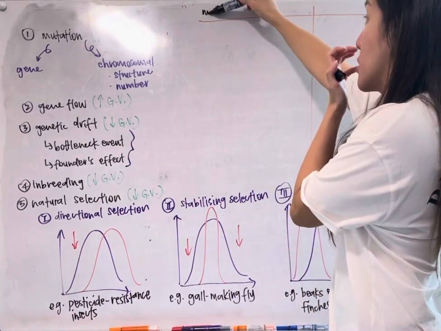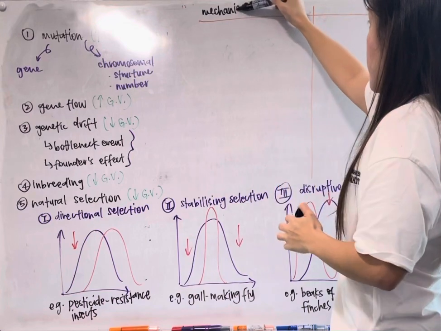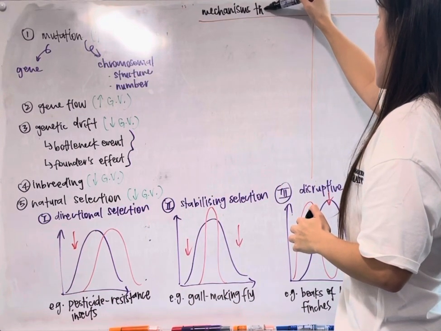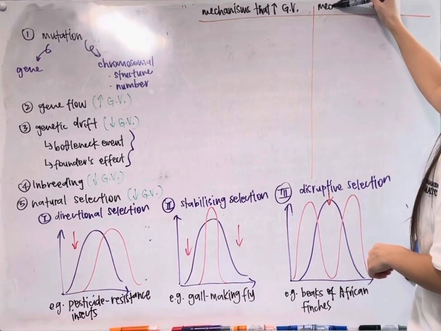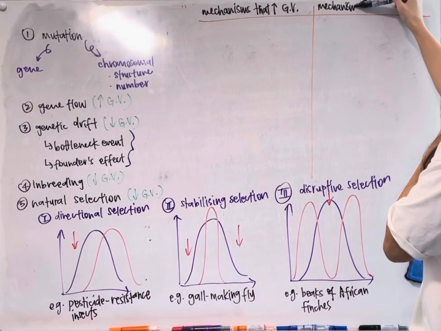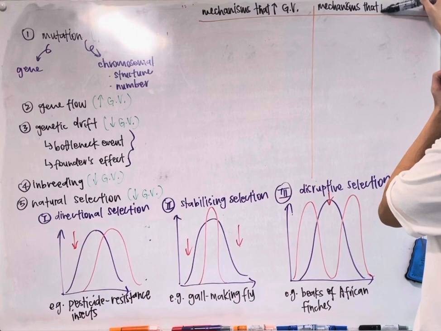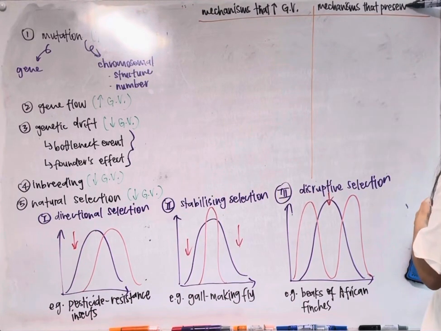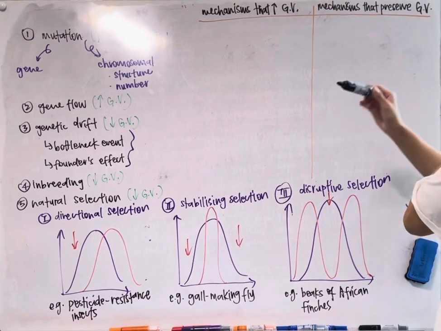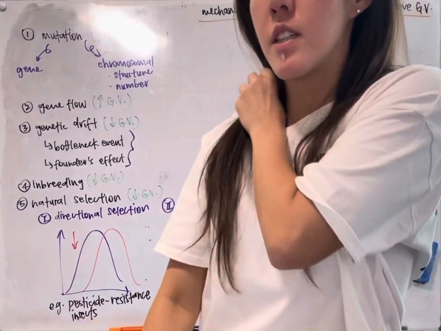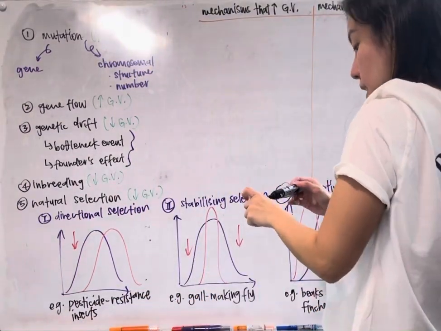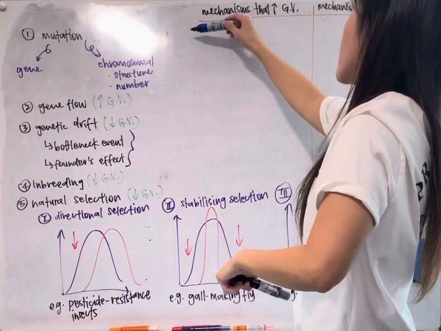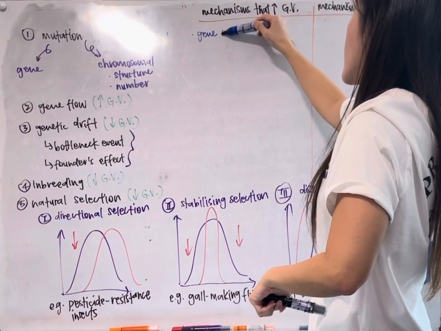Mechanisms that increase GV, and mechanisms that preserve GV. So mechanisms that actually increase GV, do take note, there's only three main kinds. First one is obviously your gene mutation.